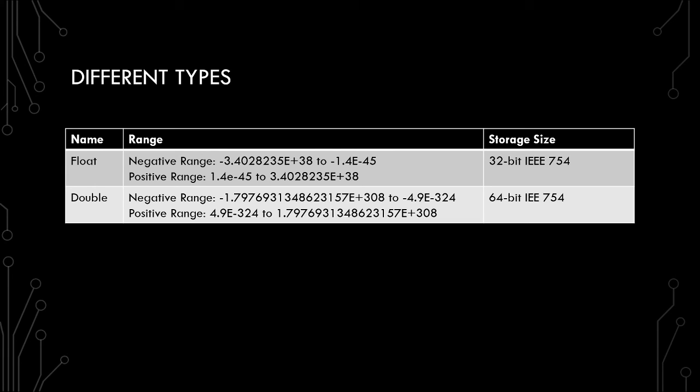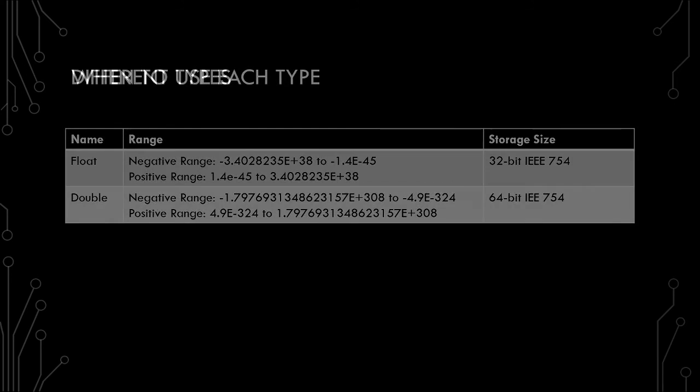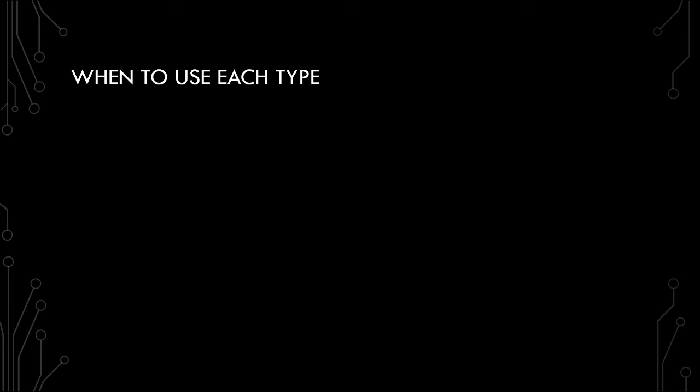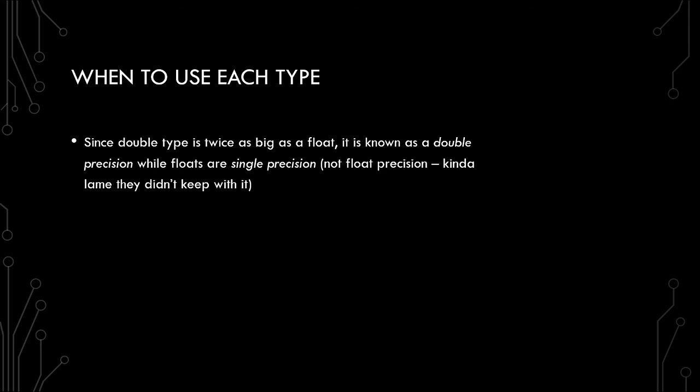The double has a much bigger range. It goes into a plus 308 accuracy and a negative 324 accuracy. So it is highly accurate compared to a float. And when to use each of these types? Since the double is twice as big as a float, it is known as double precision, while floats are single precision. If you're looking for high precision, use a double, otherwise use floats.